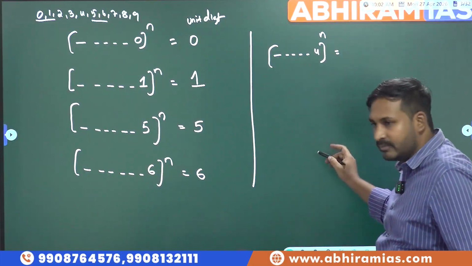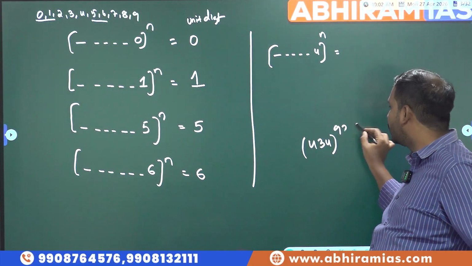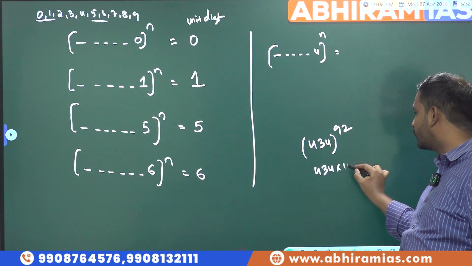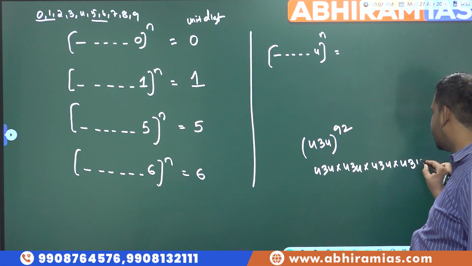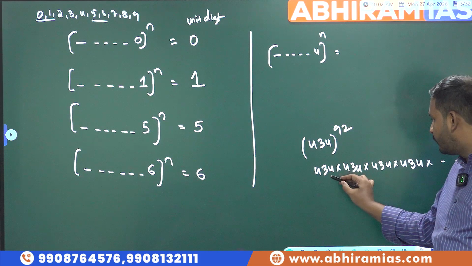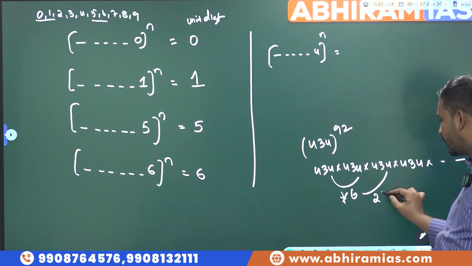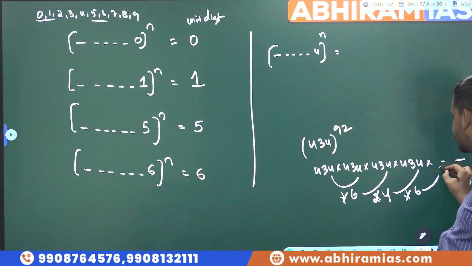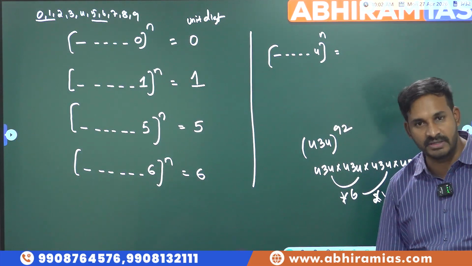Okay. For example, students, 434 whole to the power of 92 I have. That means what I should do? 434 into 434 into 434 into 434, like this I need to write it for 92 times. Please observe carefully. Initially 4. 4 4s are 16. Next 6 4s are 24. Like this, always 4 6 4 6 4 6 will be repeated.